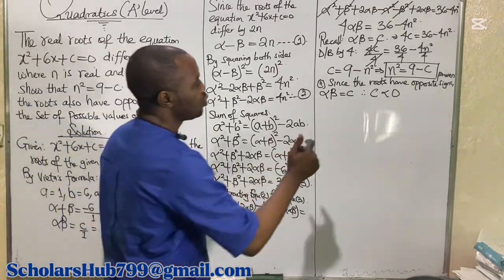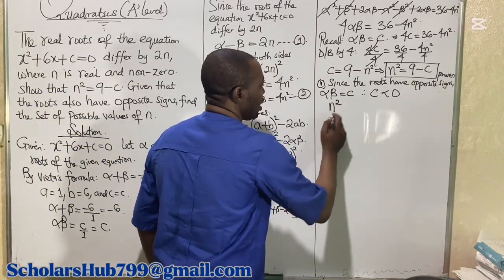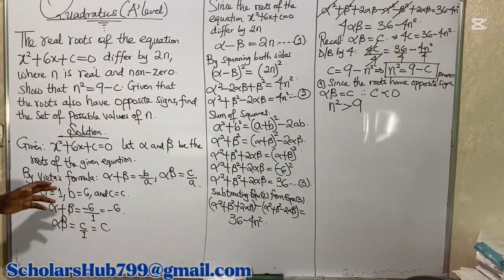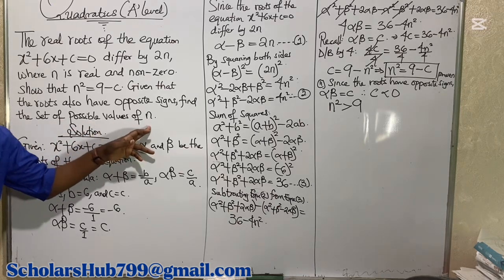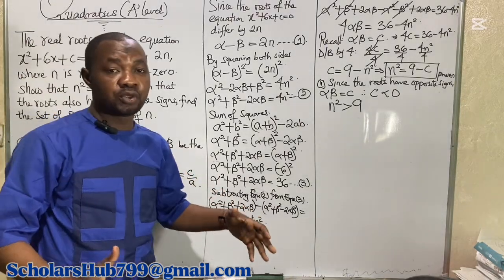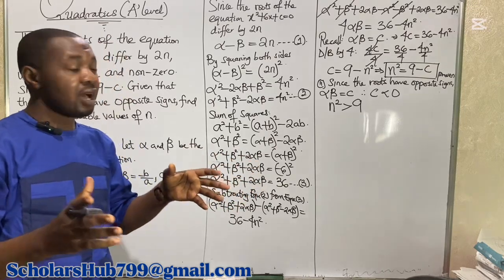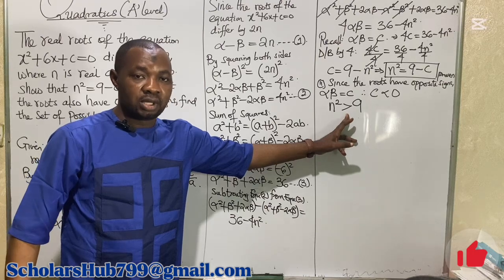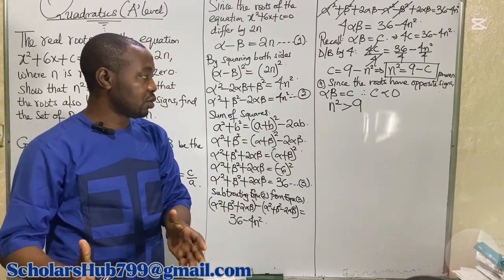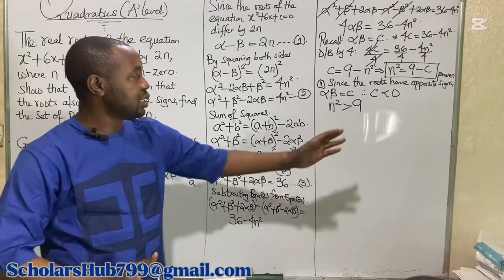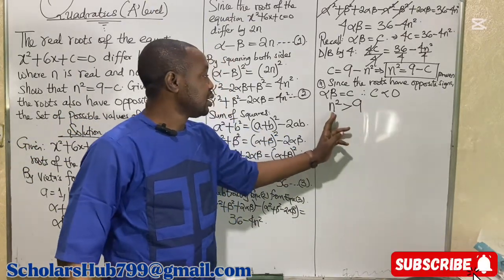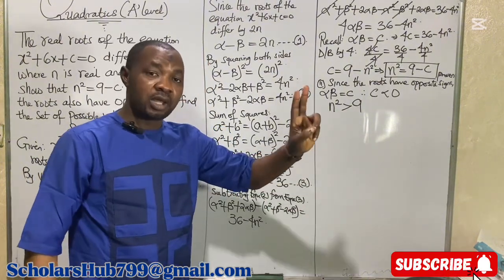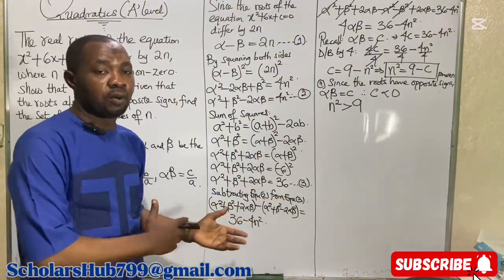Because c is a non-zero number, we then have n squared to be greater than 9, because we want to find the set of possible values of n. Since the roots have opposite signs, we are going to use inequality. We can also use equality, but the condition here is that when c is less than 0, then the square of n will be greater than 9. So we then need to obtain the two possible values for n.